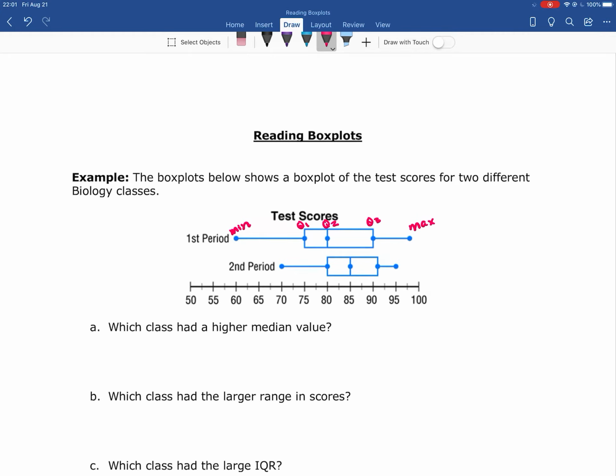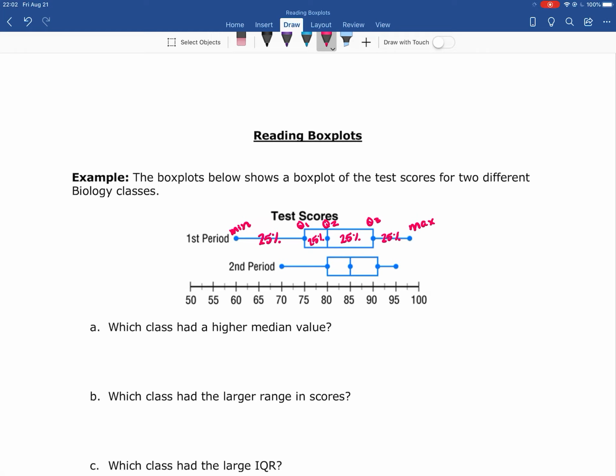So now, from the minimum to Q1, this whisker that we see here contains 25% of the data. And then from Q1 to Q2, this first chunk of our box plot, is another 25% of our data. Q2 to Q3, 25% of the data is in here. And Q3 to the maximum, that's another 25% of the data.